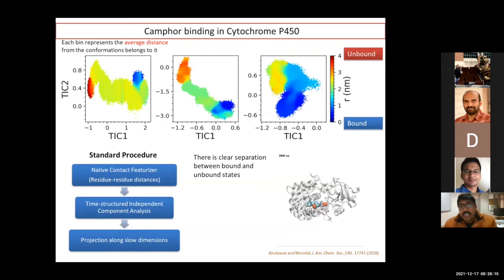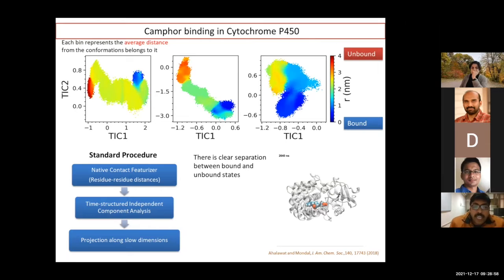So to understand what may be the problem if we use just the protein conformations to get the final CV, and look at how the ligand is positioned on top of it, we have used a very standard procedure. We take the residue distances, which are protein conformational plasticity features, and this residue distance matrix is used as the input CV. Then we used a very standard dimensionality reduction technique, time-structure independent component analysis. We obtained the slowest dimensions, and we projected our trajectory on the first two slowest dimensions.